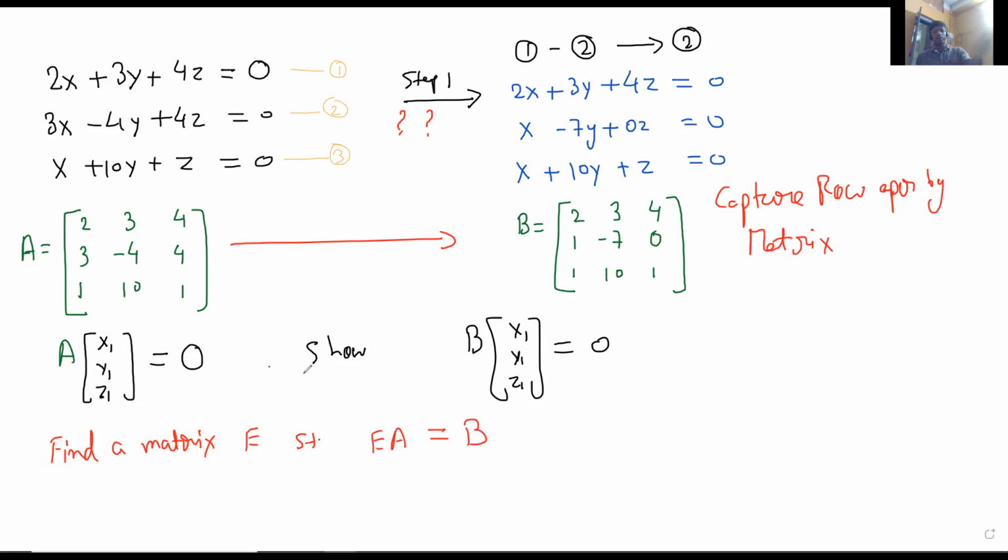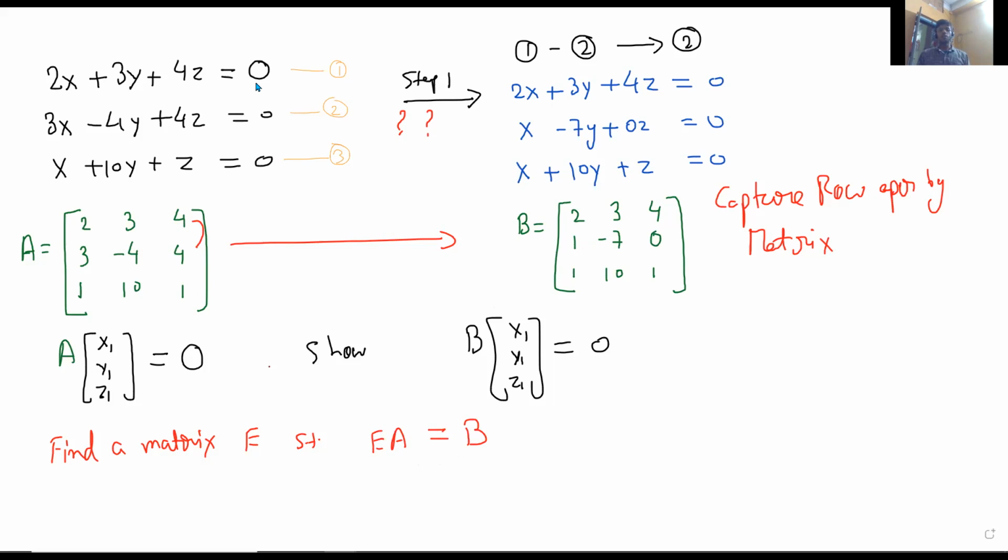So A and B are in front of all of us, and B is gotten by subtracting. You can see you take the first row, subtract it, and you get this B. Now, can you find an E?